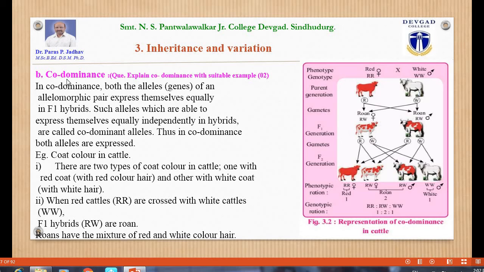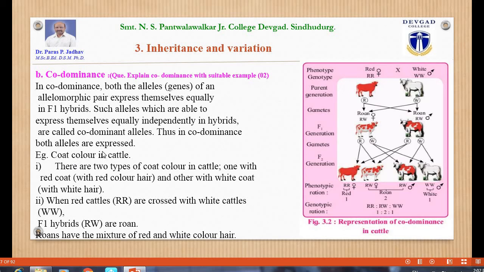Second point, codominance. Question may be asked on this point. Explain codominance with suitable example. See here, in codominance, both the alleles or genes of an allelomorphic pair express themselves equally in F1 hybrid. Such alleles which are able to express themselves equally and independently in hybrids are called codominant alleles. Thus, in codominance, both alleles are expressed.